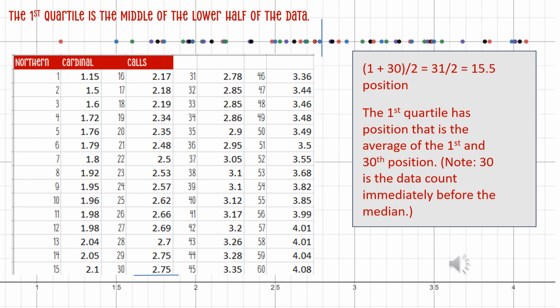The first quartile is in the middle of the lower half of the data. So we want to find where the middle is for the lower half of the data. So average the first position with the position immediately before the median, or the second quartile. Remember, for this set of data, the second quartile was at 30.5, meaning it was in between the 30th and the 31st. So average 1 and 30, and you get 15.5. That tells you that the first quartile is located halfway between the 15th and 16th value.